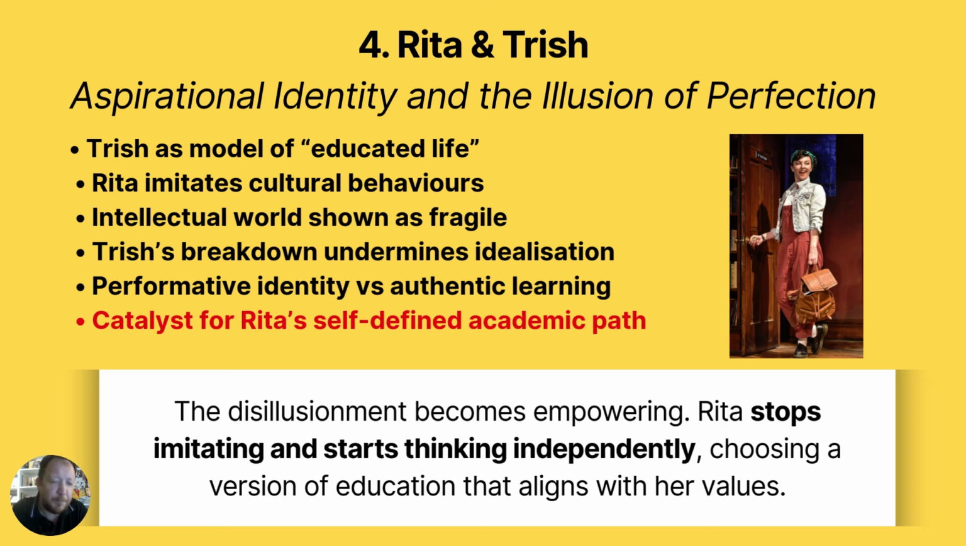She's absorbed both sides of the coin, both sides of culture, and she can see the pluses and minuses in both. That's what makes us critical. That's what makes us all strong, critical thinkers. Being able to see both sides, being able to understand, appreciate, empathize with both sides, and then we make a choice. Good life lesson there. Rita stops imitating and starts thinking independently. She chooses a version of education and a version of her life which aligns with her values.